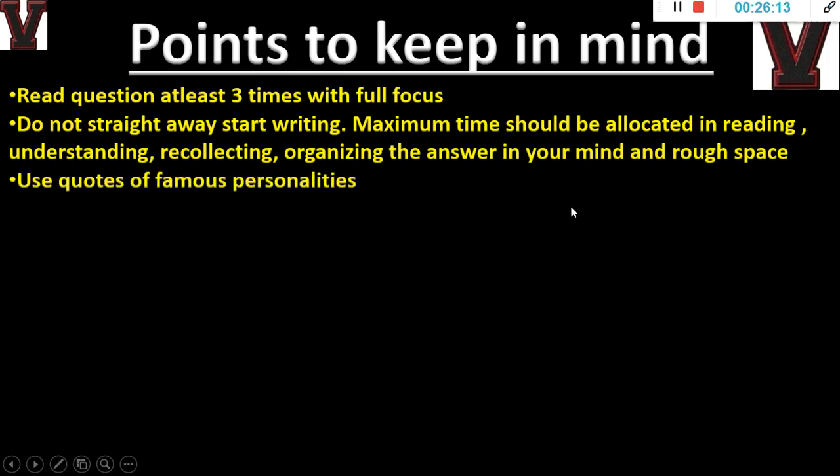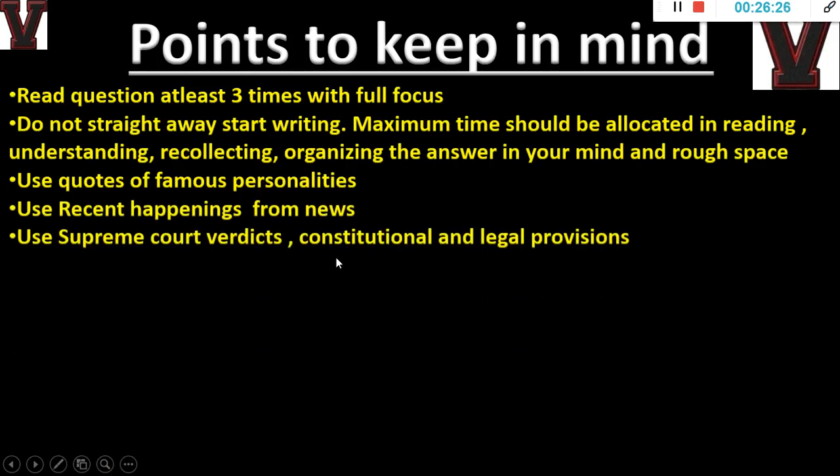Use quotes of famous personalities. It's better you use Gandhiji's quotes or Abraham Lincoln or Martin Luther King. These are people's quotes which everybody uses. Even in toppers' answers you can see that. Use recent happenings from news. Use Supreme Court verdicts, as I told, like suppose triple talaq related or women empowerment, or if it's the temple issue, the Sabarimala issue, or something which is recently in the news. You have to use them.